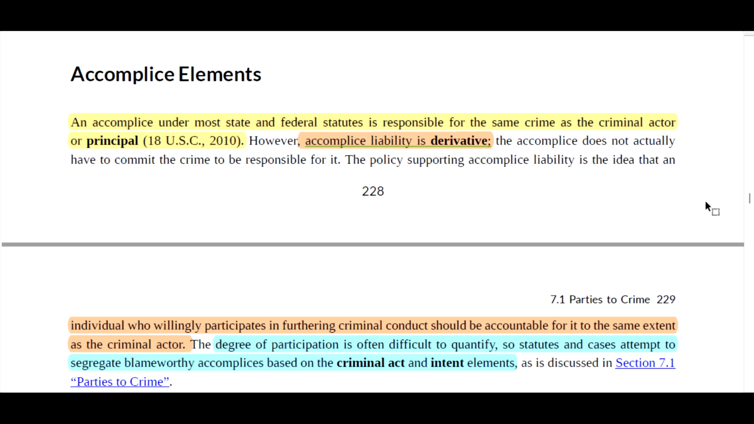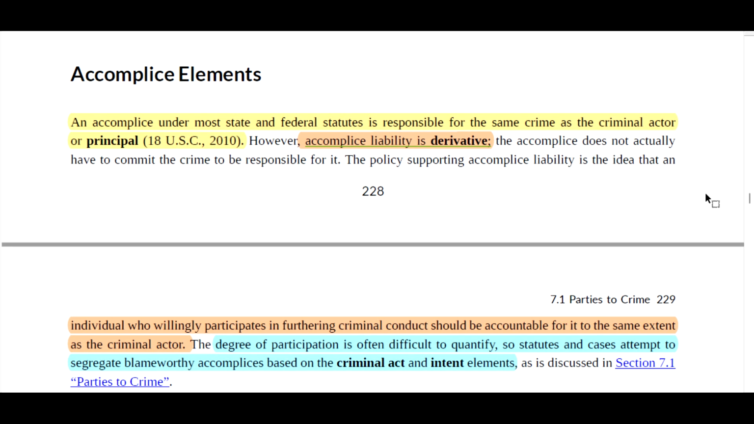However, and notice I underlined this too, accomplice liability is derivative. And all this really means is that the accomplice does not actually have to commit the crime to be responsible for it. So the idea is that an individual who willingly participates in furthering criminal conduct should be accountable for it to the same extent as the person who actually committed it. So that's what they mean by it's derivative.